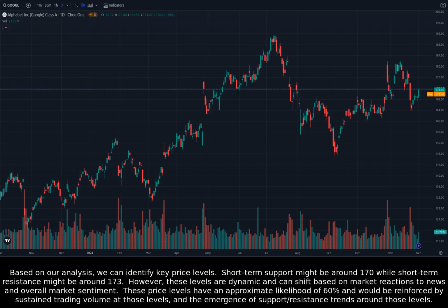Based on our analysis, we can identify key price levels. Short-term support might be around 170, while short-term resistance might be around 173. However, these levels are dynamic and can shift based on market reactions to news and overall market sentiment. These price levels have an approximate likelihood of 60% and would be reinforced by sustained trading volume at those levels and the emergence of support/resistance trends around those levels.